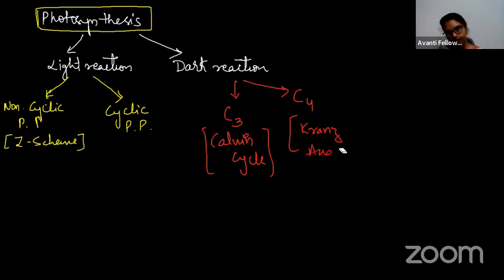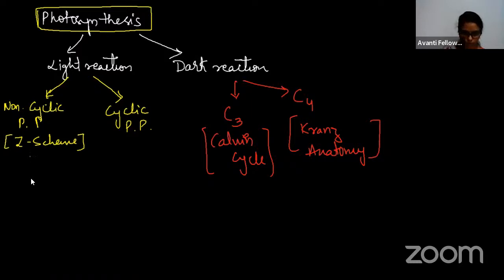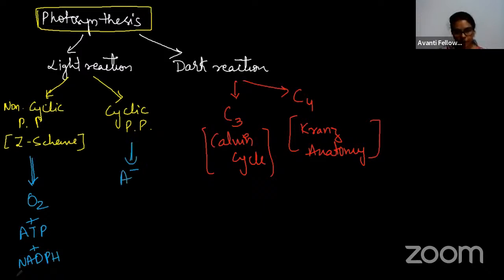Okay, Kranz anatomy तो वो होता है एक. ठीक है, so these two are coming under dark reaction. Now what do we expect as the result in non-cyclic photophosphorylation? From the non-cyclic photophosphorylation we will get oxygen plus ATP plus NADPH. ये सब कुछ हमको मिलता है नॉन साइक्लिक फोटोफॉस्फोरेशन में. साइक्लिक में हमको सिर्फ ATP मिलता है. ATP only, we will get only ATP. Did you understand my point?